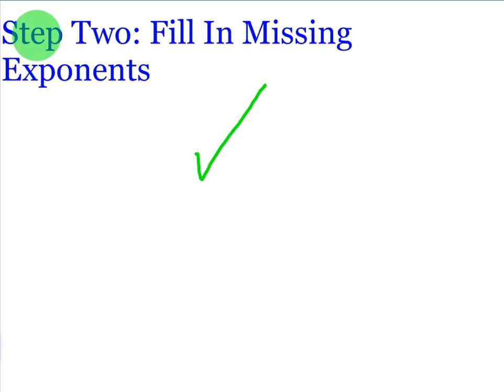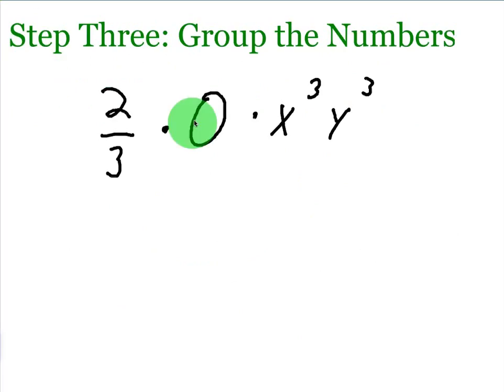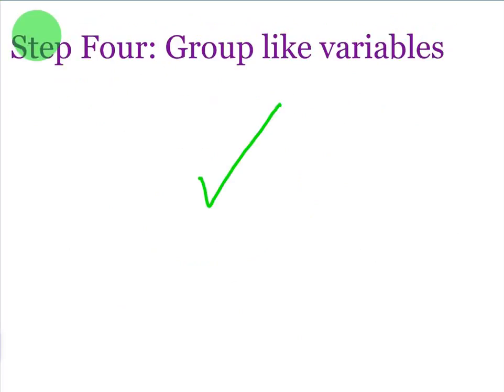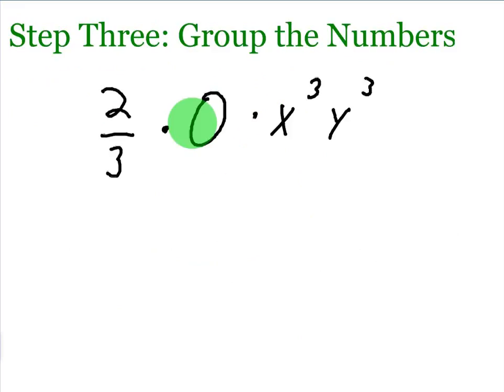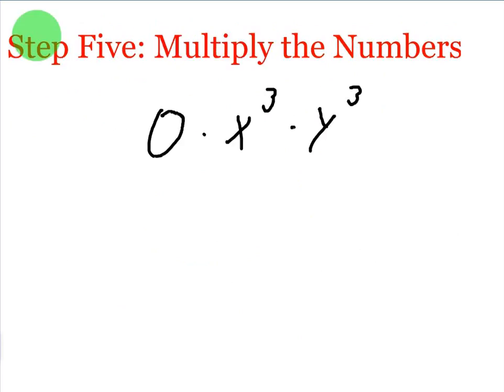There are no missing exponents. We're going to group the 2/3 and the 0. What's anything times 0? Okay, it's 0. The variables are already grouped together. There are no x and y. You can't multiply them together, so just leave it that way. But 0 times anything is 0.